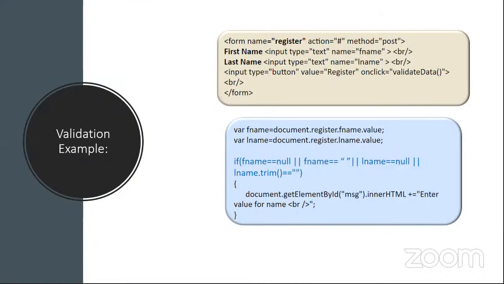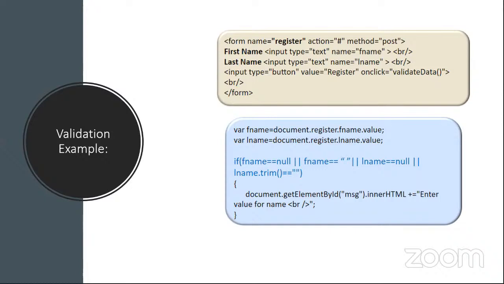Right, so here is a simple example again for the form. We have a form tag, name equals register, and action, it's just a symbol mention. Here we have the method as post, and first name, last name with the input type tags. And we have a button tag with value as register, and the onclick method is validateData.